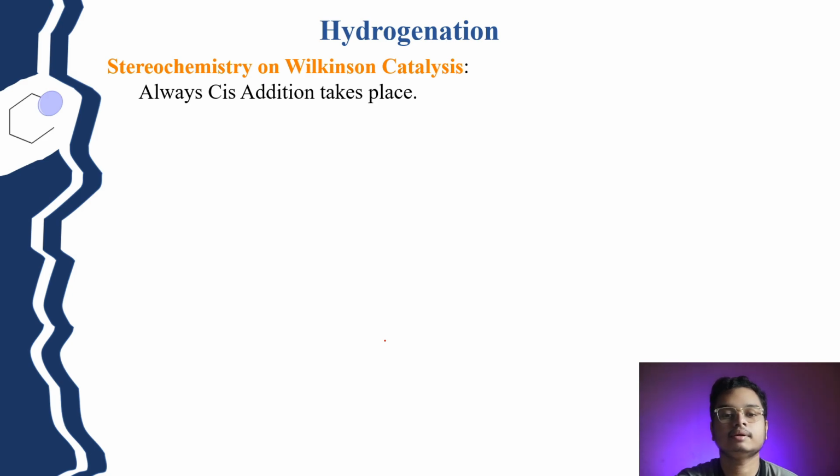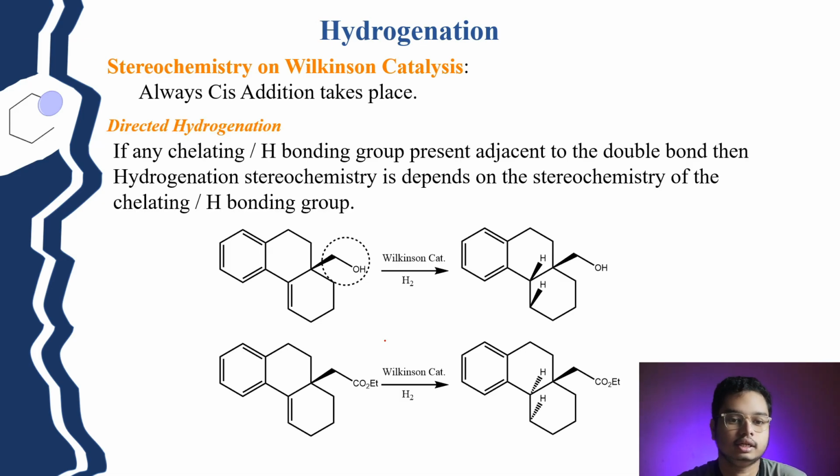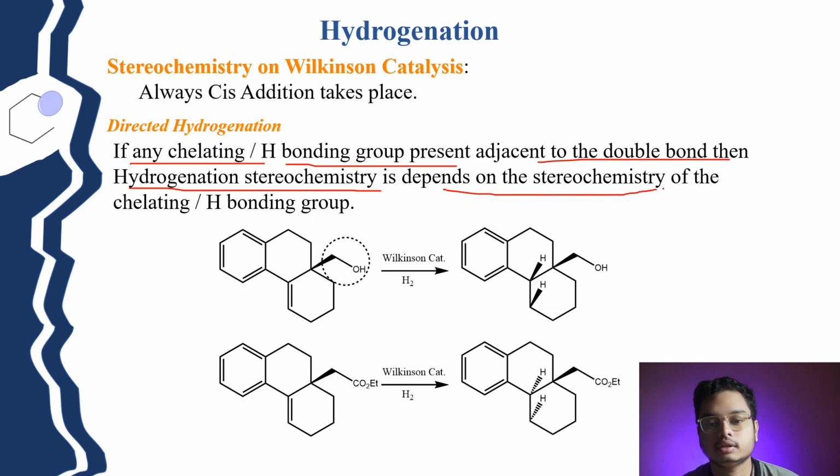Now we are talking about the stereochemistry. As I already discussed, it will always show cis addition because of the mechanistic pathway. Now the hydrogen can be attached above the plane or below the plane. This also depends on the substituent directing group. Here it is written that if any chelating or hydrogen bonding group is present adjacent to the double bond, then the hydrogenation stereochemistry depends on the stereochemistry of the chelating or hydrogen bonding group.